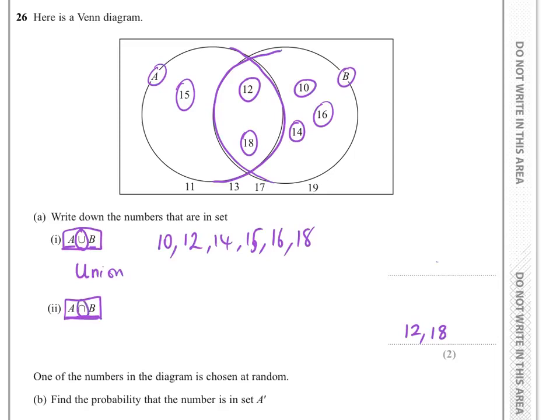This one's a little harder, okay, the intersection. Now it says one of the numbers in the diagram is chosen at random, and it says find the probability that the number is in set A prime.